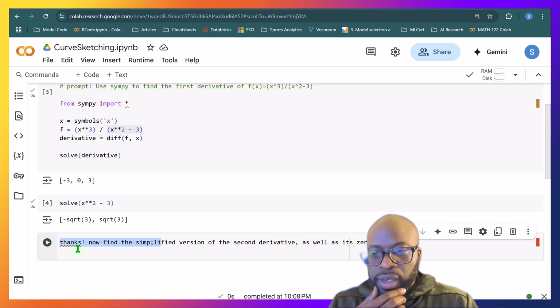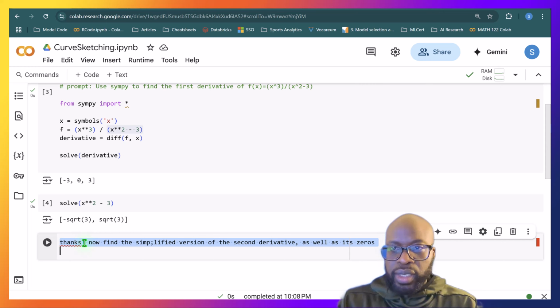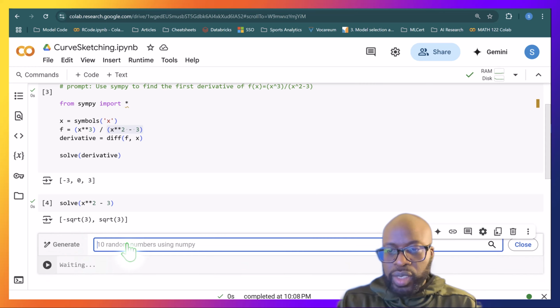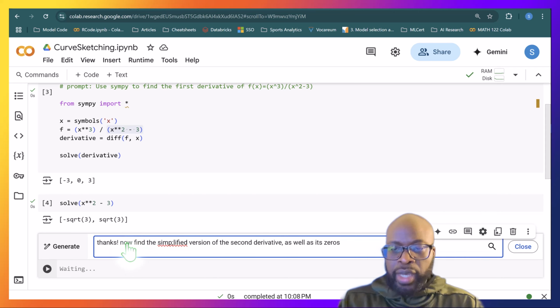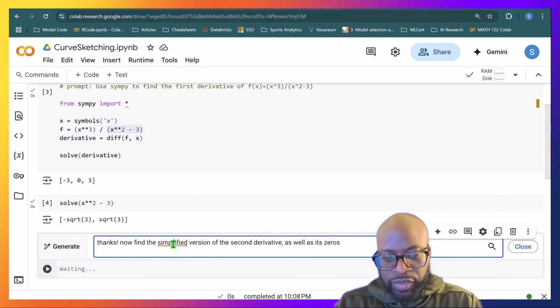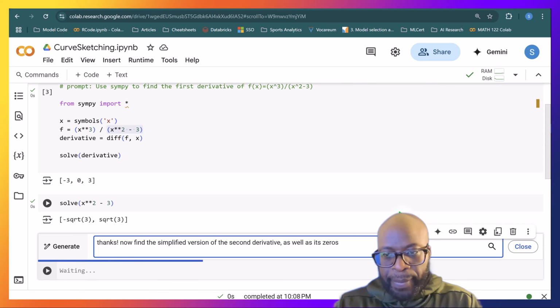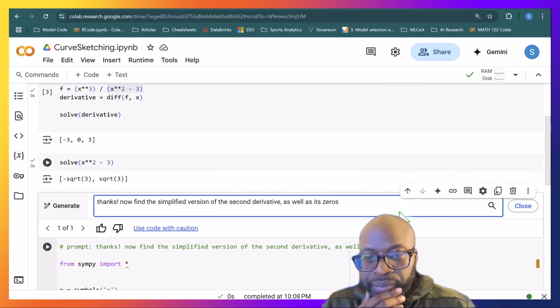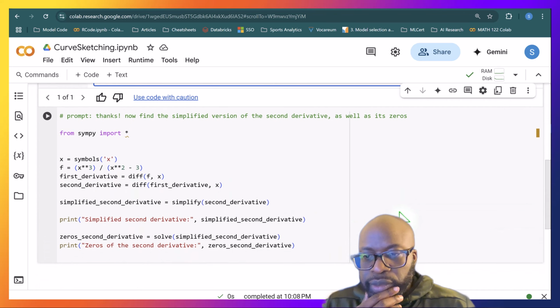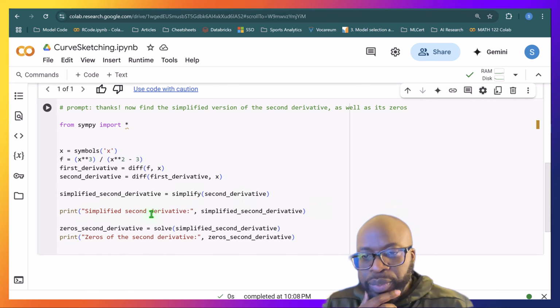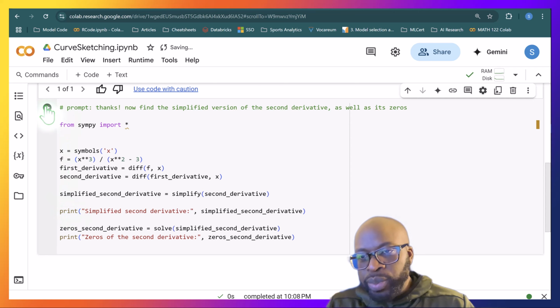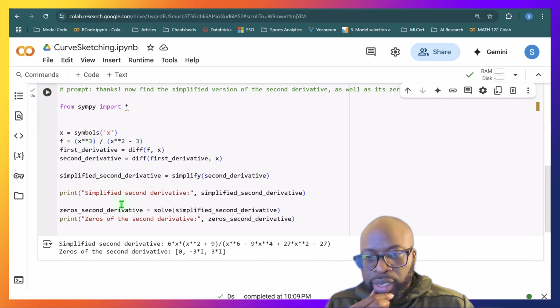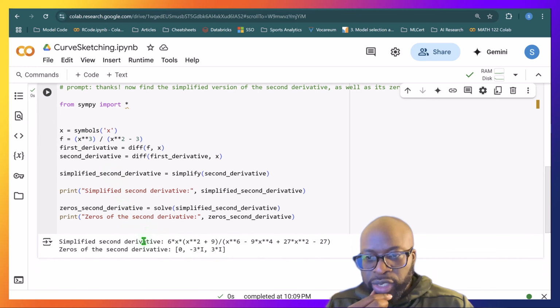Okay, and I did the cardinal rule of AI and Colab, and I did not hit generate first. So let's try this now. Okay, so boom. See now I have two outputs, the simplified second derivative and the zeros. And the print statement is what's going to allow me to have one code block with two outputs. Let's press play, simplified second derivative, as well as the zeros.